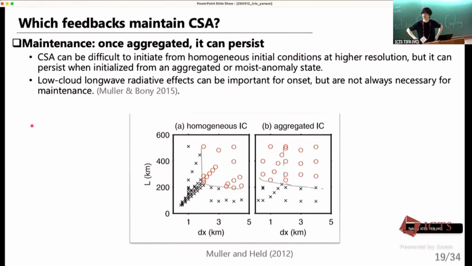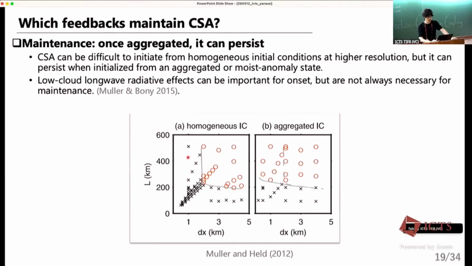And yeah, that was the onset problem, and I will briefly explain the maintenance aspect. In short, once aggregated, it can persist. This is a sensitivity experiment conducted by Muir and Hale, 2012, and the horizontal axis is the horizontal grid spacing of the cloud resolving simulation, and the vertical axis is domain size. The left panel's simulations start from the homogeneous initial condition, and the right panel shows simulations that start from the aggregated state, which is characterized by the horizontal moisture contrast.